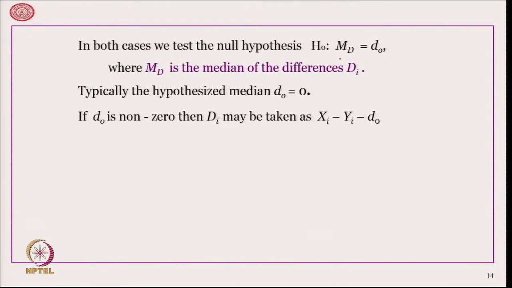When the H naught is that the median is equal to 0, then there is no problem, because that is typically the case. But if D naught is not equal to 0, then we shall look at xi minus yi minus D naught, so that it now becomes 0 centered, and then we can test the null hypothesis.